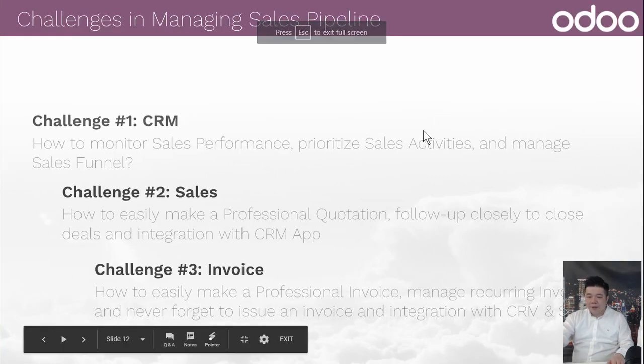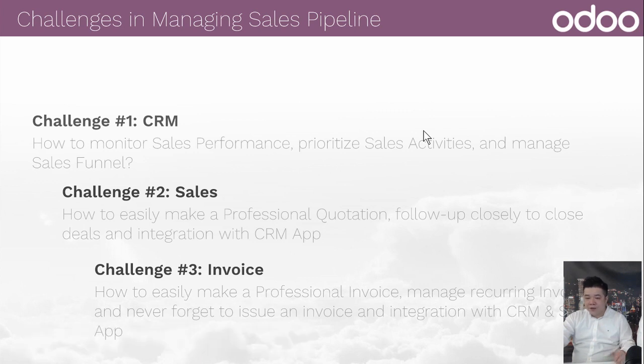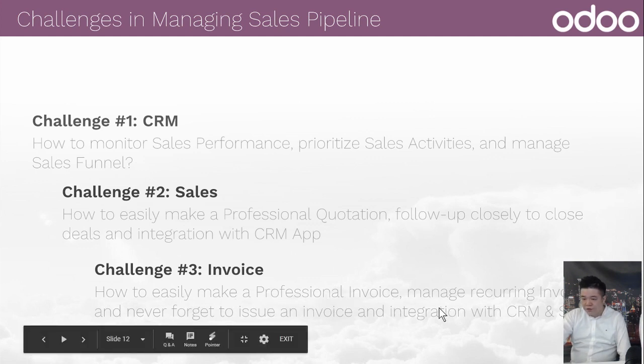So what I have come to explain to you very quickly today is how can we monitor all the sales performances, prioritize all your tasks, manage your different sales teams with the dashboard, and then how can you easily make a professional quote with the quotation template, and how you could set different activities that you want to follow up with the quotation, and how the sales order or the quotation can be related and integrated with the CRM apps, as well as the professional invoices.